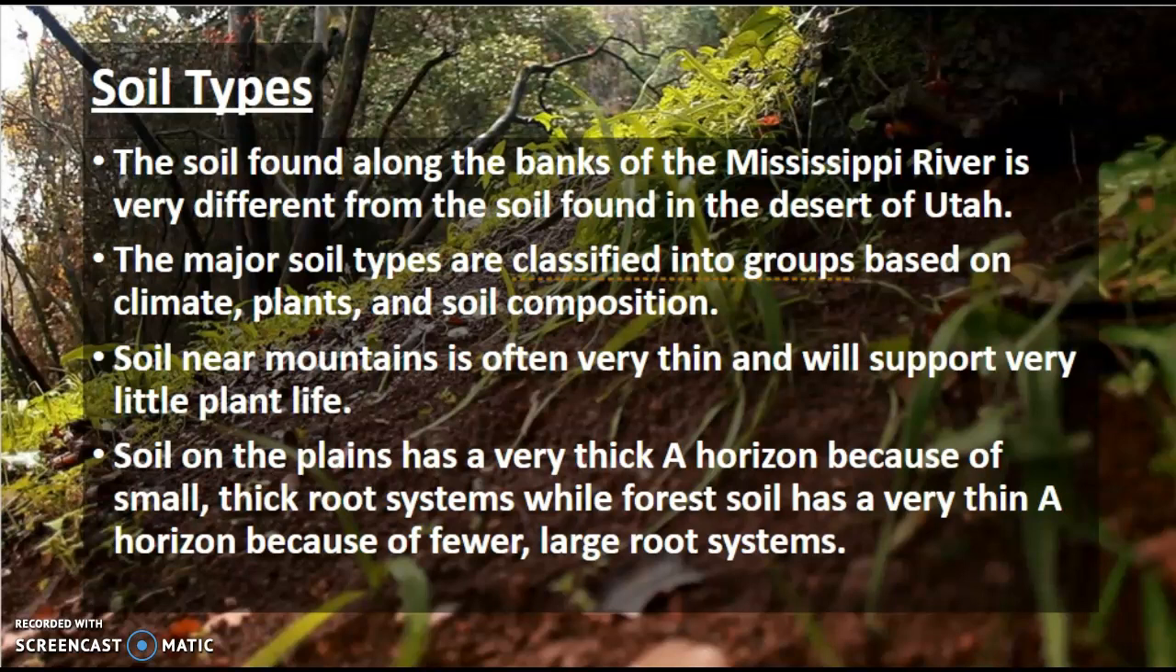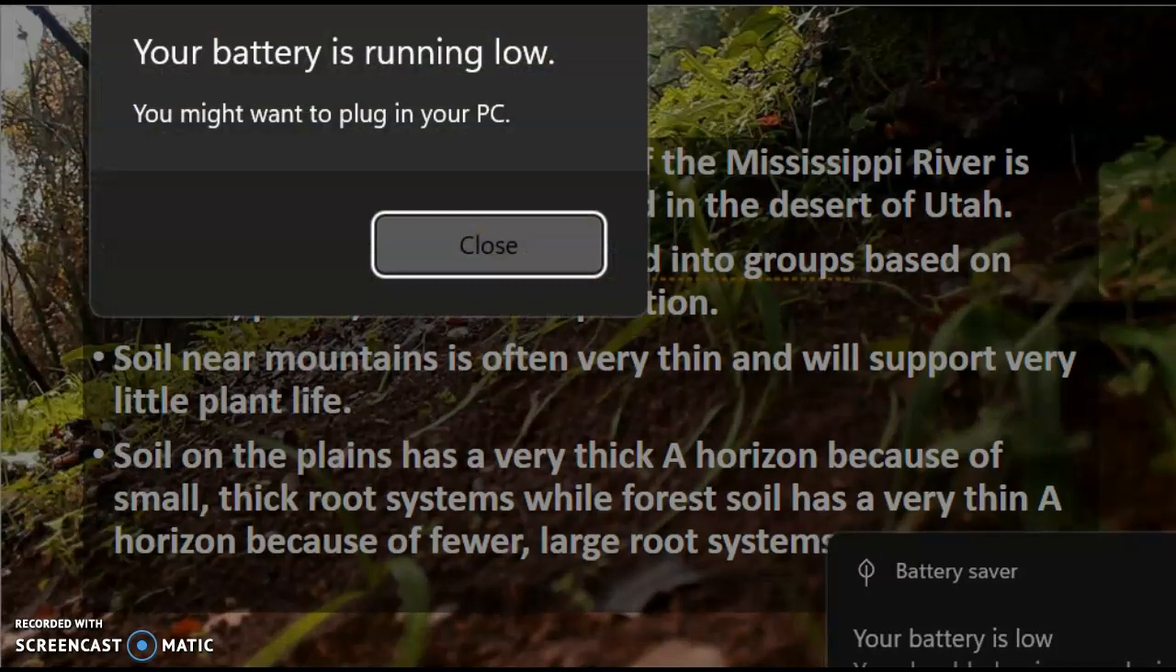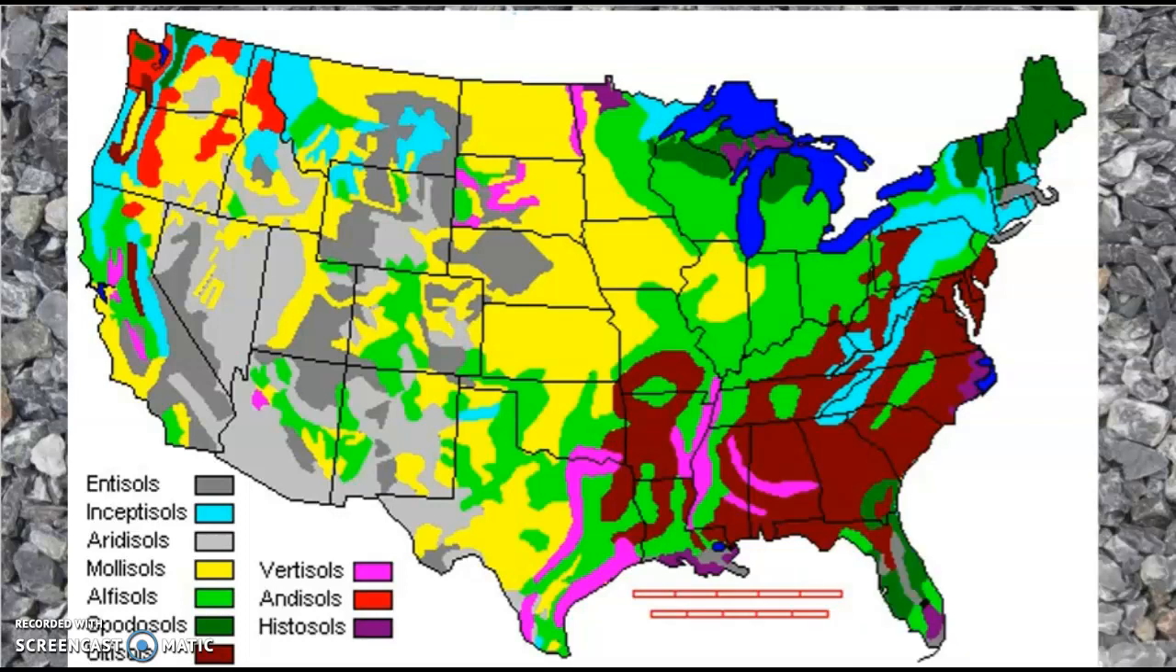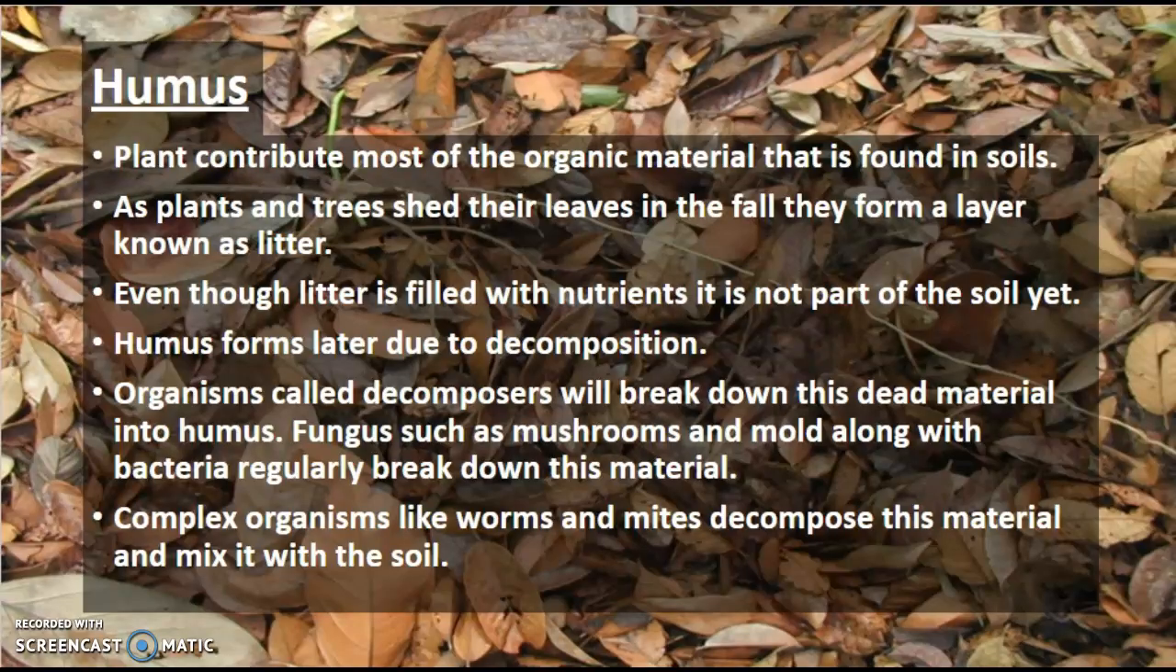So if you're in a mountainous area, you're going to have very thin soil, which will support very little plant life. In soil that has a very thick horizon, you're going to have a thick root system, and it's going to be a little more solid, large root system. These are your regions, and we can go over that a little later, of how the soil is composed throughout the United States.